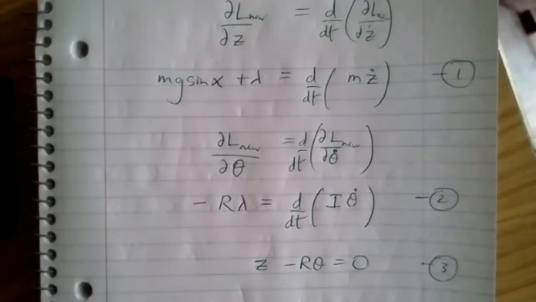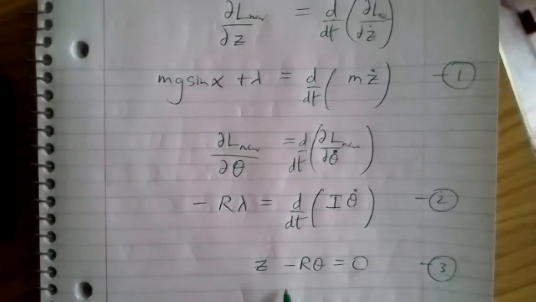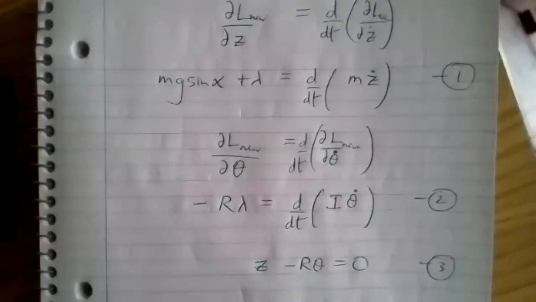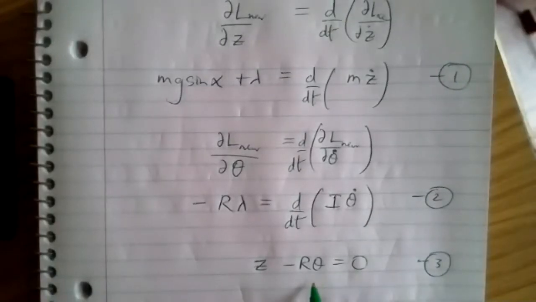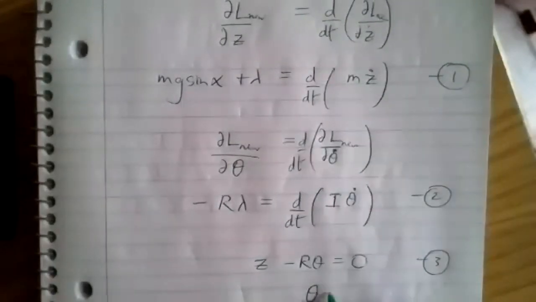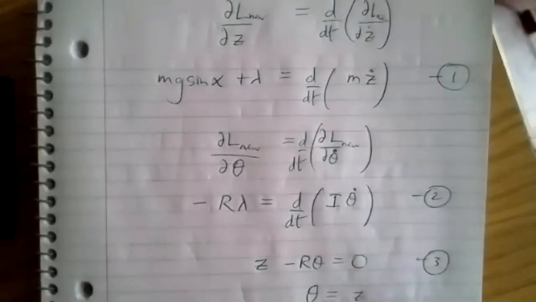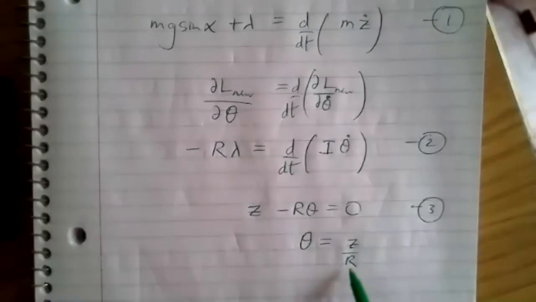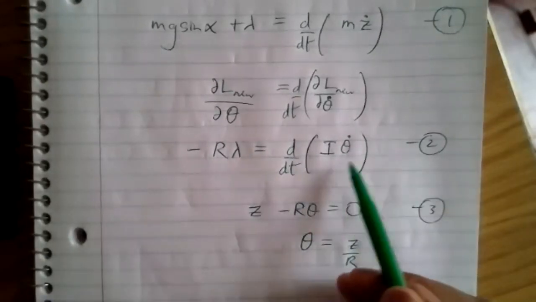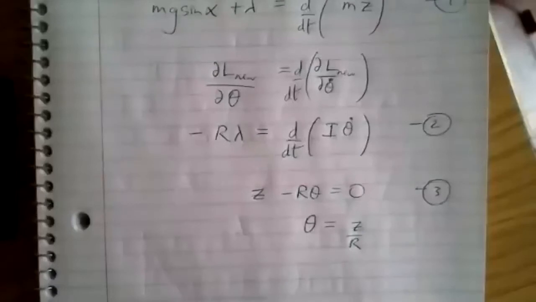All right, so now I apply the constraint. So I get an expression relating z and theta. And let's see, what should I eliminate first? Okay, so I get theta is equal to z over r. And so theta dot is going to be z dot over r. And then I can plug that in over here.